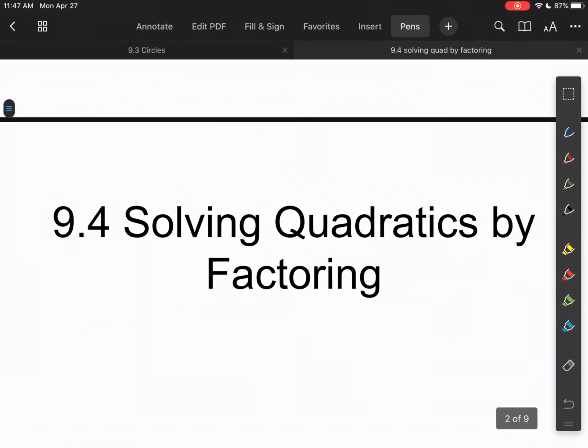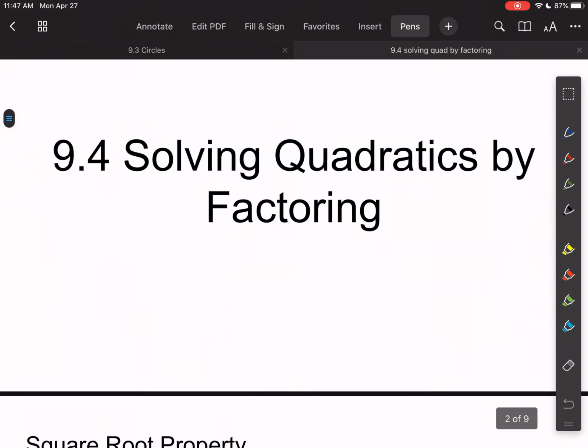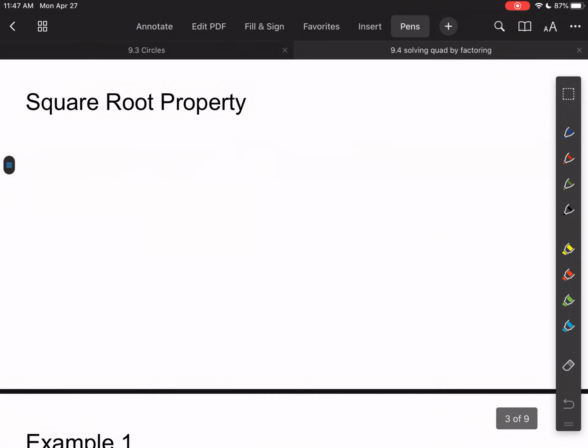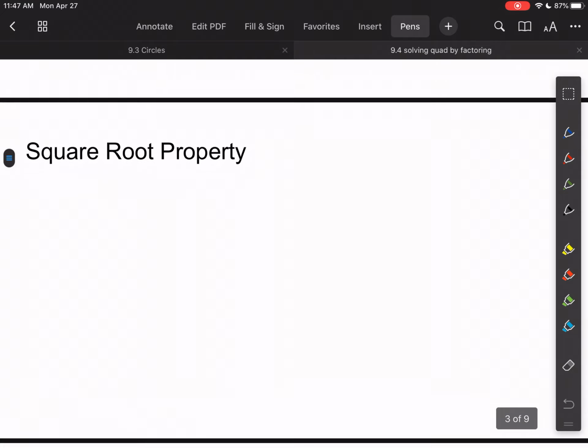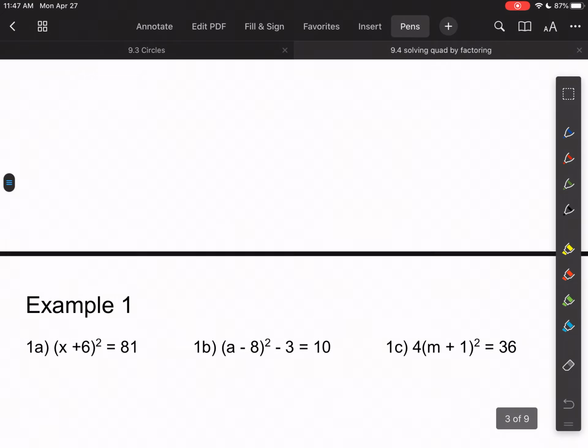All right, this is 9.4, Algebra 1, 9.4, solving quadratics by factoring. I'm going to just review things that we talked about last time and roll through a couple of examples from each one of these.